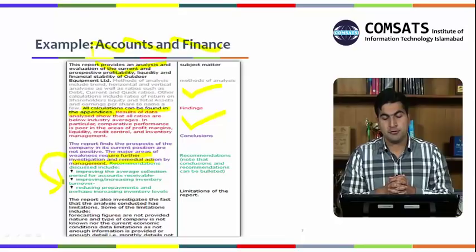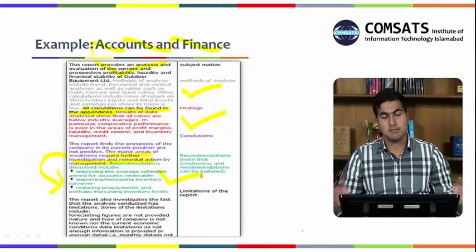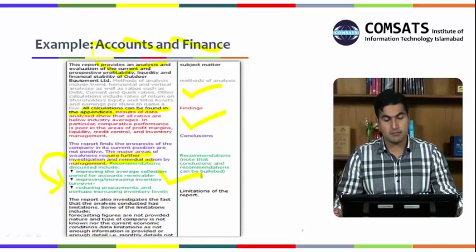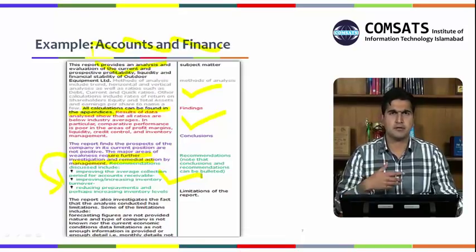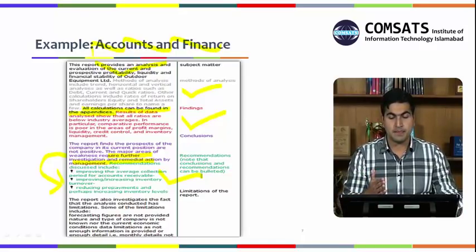So, recommendation. Note that conclusion and recommendation can be bulleted as well. A good instruction for you basically. But now look at the recommendations. Improving the average collection, increasing inventory, reducing prepayments, and perhaps increasing inventory levels. So that's how you basically write your recommendations as well.